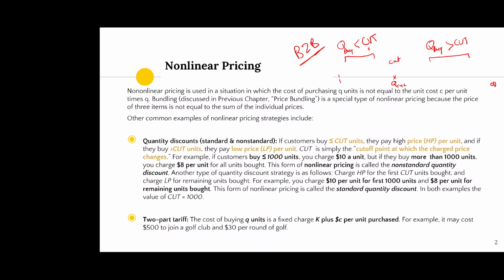What I wanted to say is that we want to encourage our clients to buy more, so we need to reduce the price as the quantity increases. Let's take this example where the quantity cut is 1,000 units. If you buy anything below 1,000 units, we're going to charge you $10 per unit. However, if you buy more than 1,000, then there will be two different schemes.